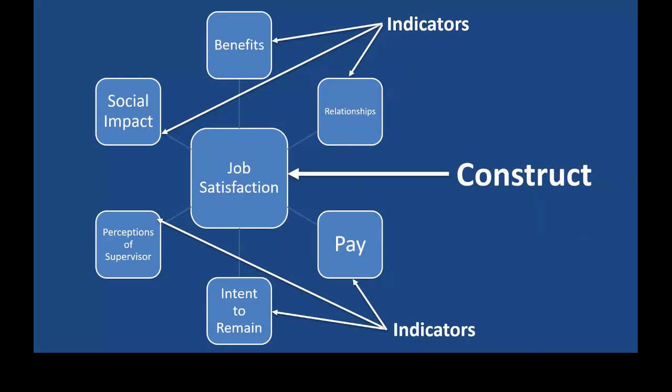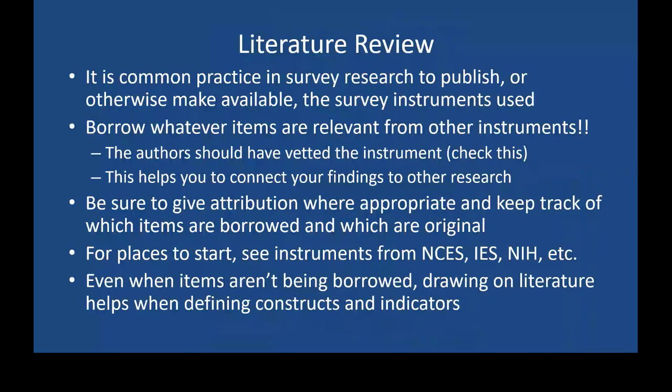Then the literature review part. So you've got this shopping list, I'll use the term, like, I need items that do these things. Think of it that way. First thing to do is go see what you can find that's already been done out there. If you have been reading a lot of research already in the area that you're studying, you've probably come across studies that use surveys already. Start there.